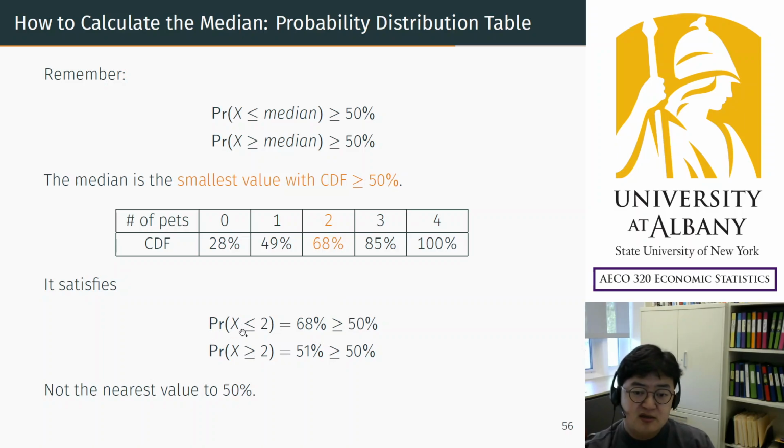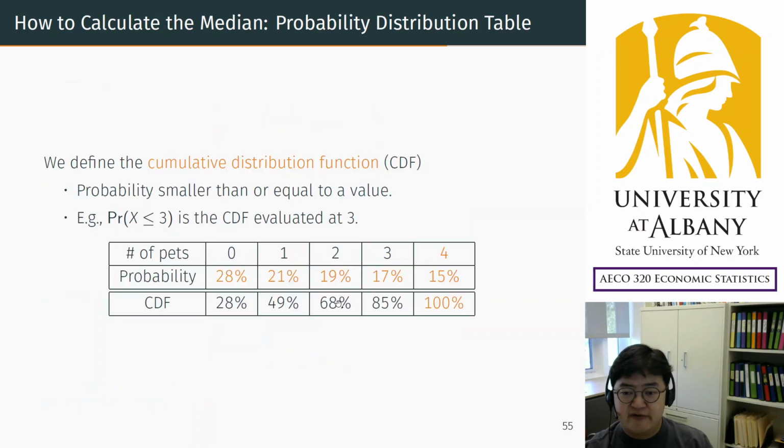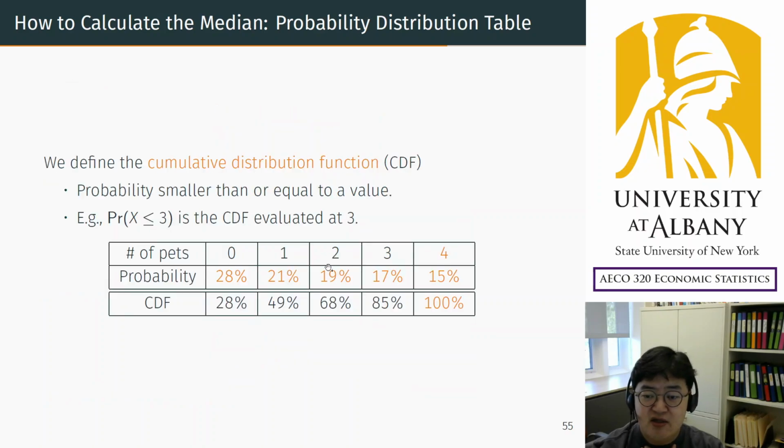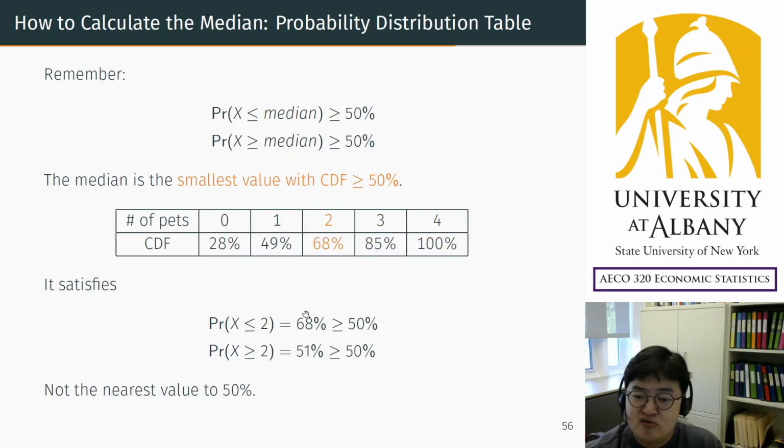So think about this. Probability smaller than or equal to 2 equals 68%, which satisfies this inequality. On the other side, the probability greater than or equal to 2 is the sum of these three numbers, 19 plus 17 plus 15, which is 51%, greater than 50% again. Therefore, the median is 2. Both probabilities are greater than 50% because this 19% is included in both sides, less than or equal to 2 and greater than or equal to 2. Because 19% is counted twice, you can satisfy both inequalities at the same time. It's a little bit counterintuitive, but this is how we define the median mathematically.